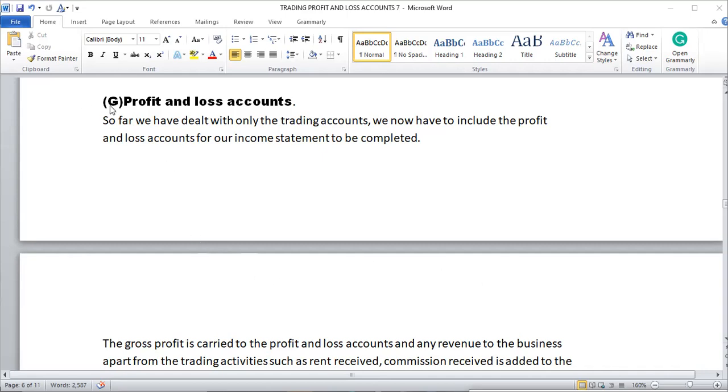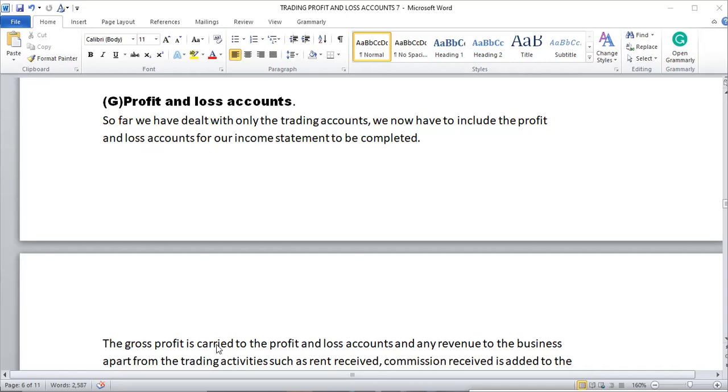So this is the profit and loss account. That is after the trading account; the next is the profit and loss account. So far, we have dealt with only the trading account. We now have to include the profit and loss account for our income statement to be completed.